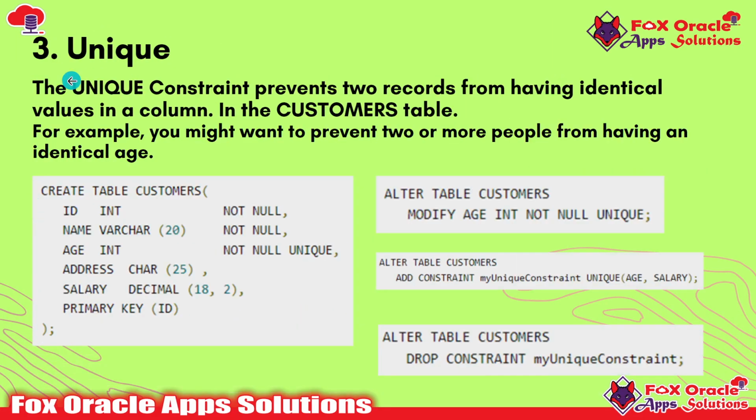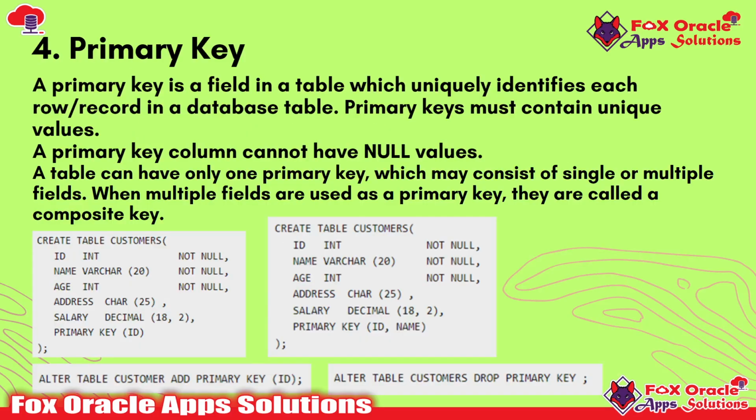If you remember the unique key, when we discussed the unique key constraint, it allows any specific column to store only unique values. That means that column cannot store duplicate values. But yes, that column can store null value. But when we are talking about primary key, it is by default not null. So in a primary key column, we cannot store null value.